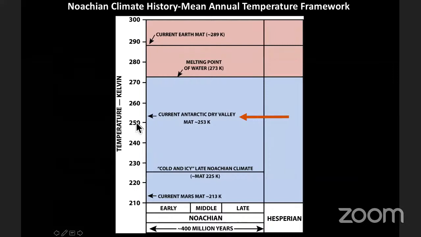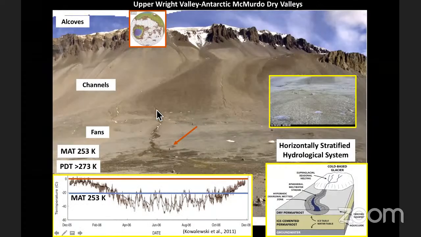So this takes us to Antarctica. As I mentioned, we've had five field seasons in Antarctica, and we're studying these phenomena there. We have 253K mean annual temperature, and here's our field area in Antarctica. You can see here, this is a perspective view. That's me for scale here. You can see the area a few hundred meters above the valley floor. You can see snow capping the upper parts, also snow in the alcoves. You can also see relic channels, and we can see these fans here. And we can also see wet deposits right down in this area here.